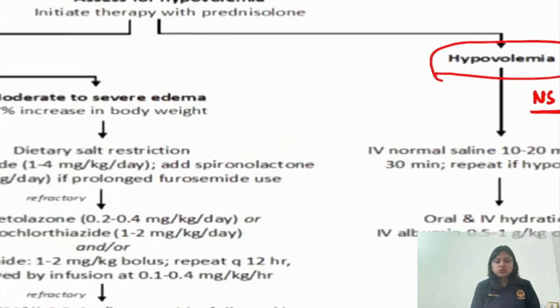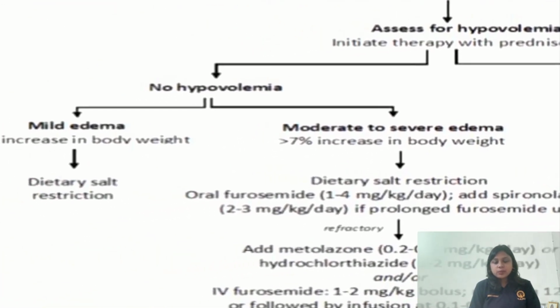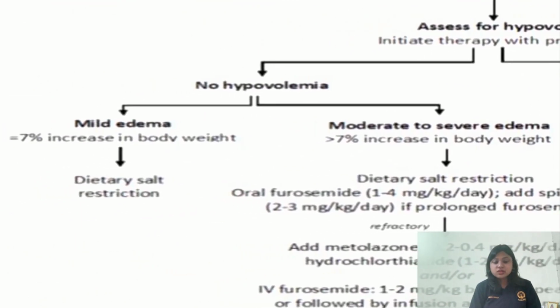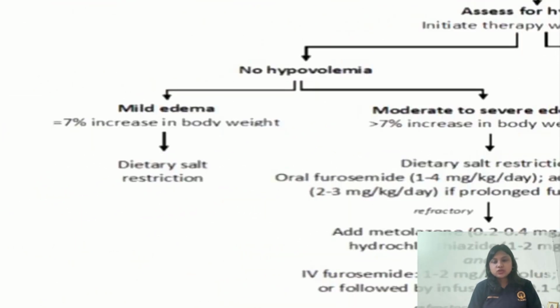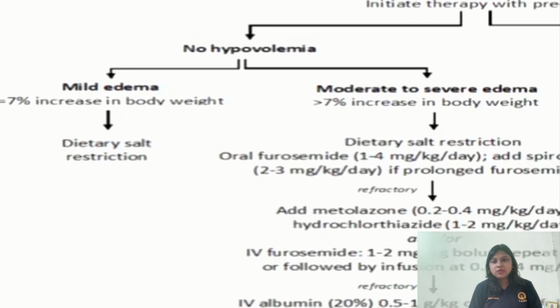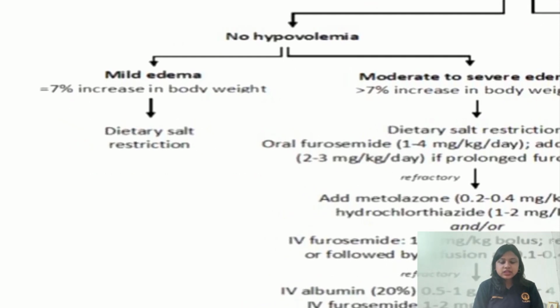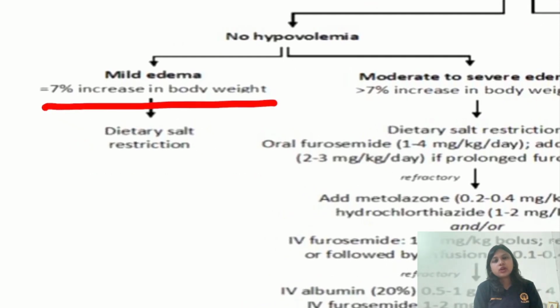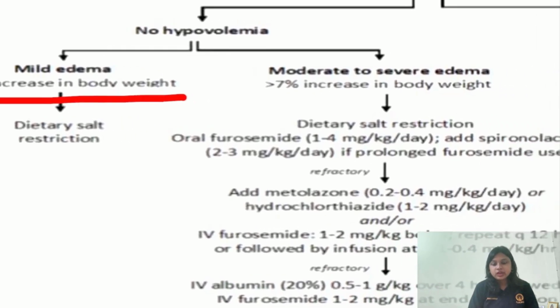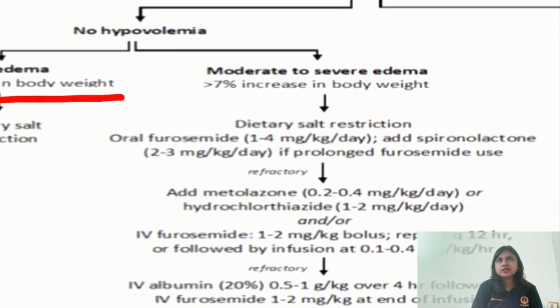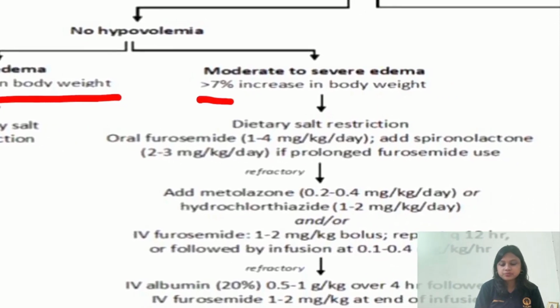Okay, now come to this part. Assess for hypovolemia, and there is no hypovolemia. If the volume status is normal, next we need to see the edema, whether it's mild edema or moderate to severe edema. Mild edema is a 7% increase in body weight. Then you just need to restrict dietary salt. Do not take dietary salts. This is going to be your advice. If it is moderate to severe edema, that is a 7 to 15% increase in body weight.